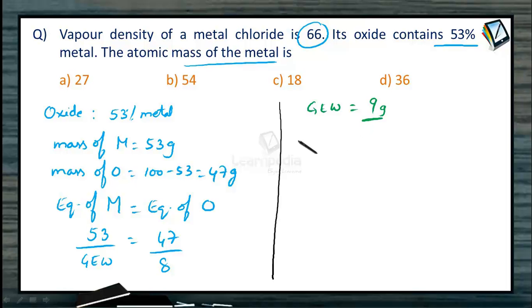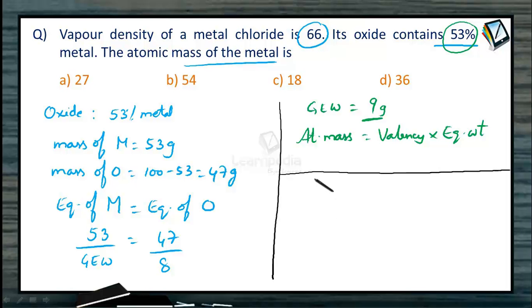And we also know the basic relation: atomic mass is equal to valency multiplied by the equivalent mass. Here we need to calculate the atomic mass of the metal and we already got the equivalent mass. Now we need to find out the valency, and how can we get the valency of the metal from the given data? Till now we had this particular data, 53%, but we did not use the vapor density of metal chloride as 66. Let us use that.